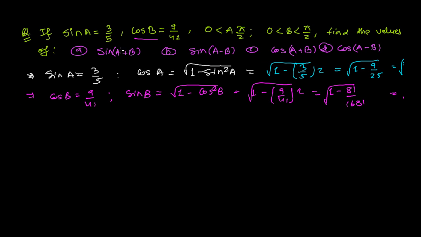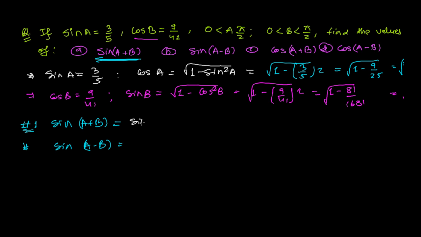And now let's go directly to finding the answers. Our first question is sine of A plus B, and the formula for it. Let me write sine of A minus B also, so it will be better to understand both together. Now see here, it's very easy. For the sine, everything we have is positive, so if we have a positive sign here, then the term will also be positive.